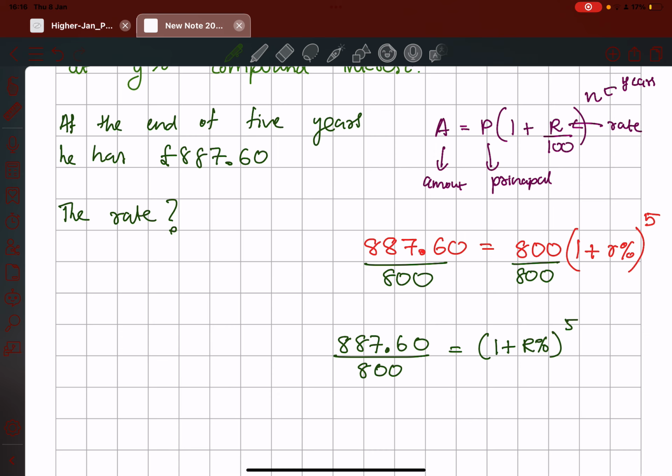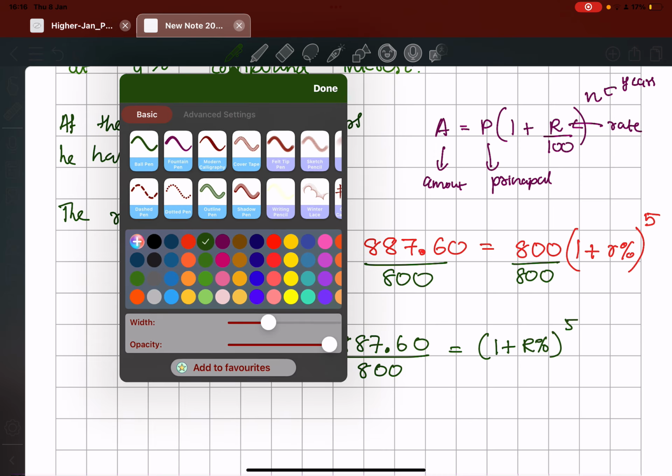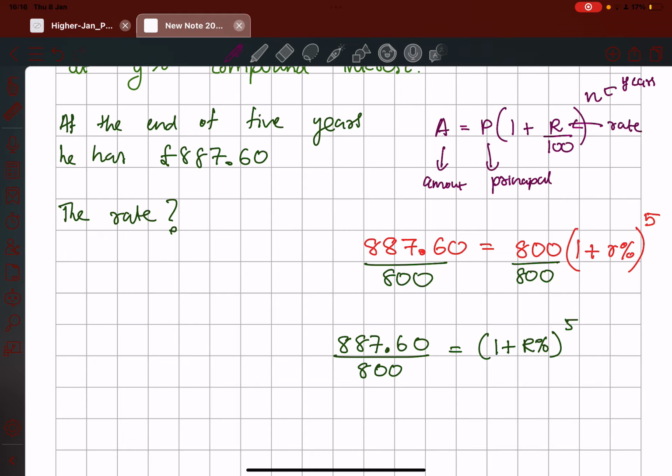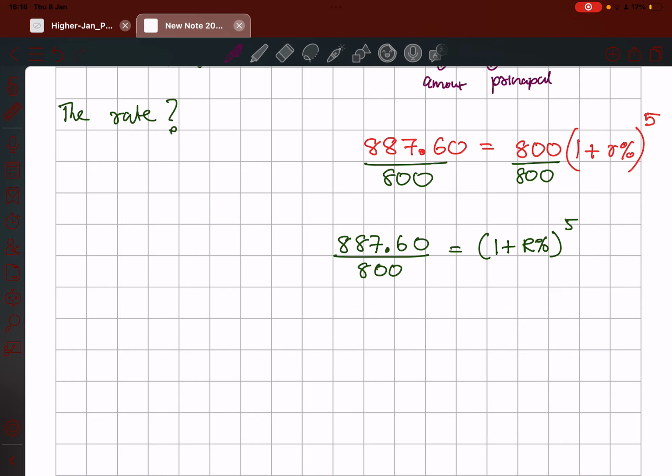Now, we're going to kill two birds with one stone. So do not do the division yet. Because I'm going to get rid of that power 5, to undo the power of 5, we're going to take the fifth root on both sides. And that means we're going to plug in the fifth root of 887.60 over 800 is equal to 1 plus r percent.